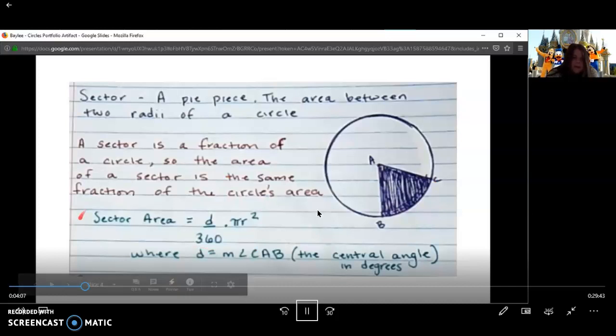So this says basically down here in the green that the sector area is equal to the diameter, which is from here to there, over 360 degrees, and we get that from what would be all around in the circle, times pi radius squared. And note D does not equal diameter, D equals the measure of CAB, which is this angle right in A right there. So from there to there in the shaded region, that would be the central angle.